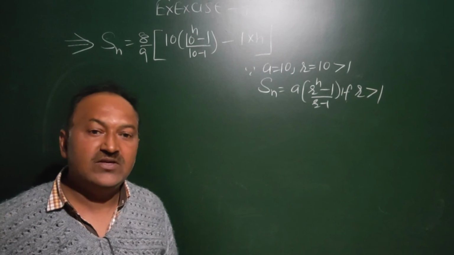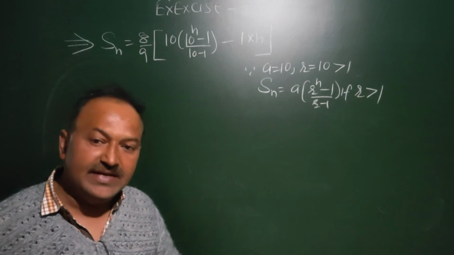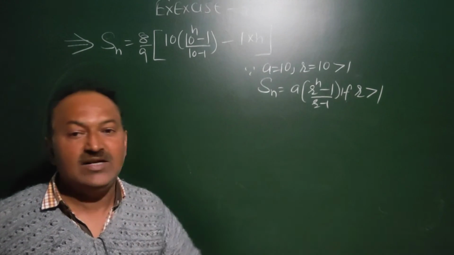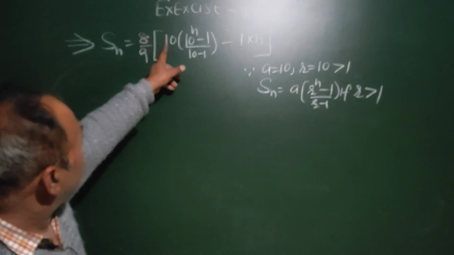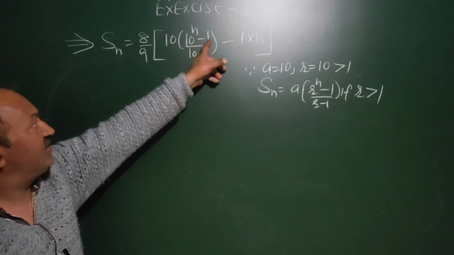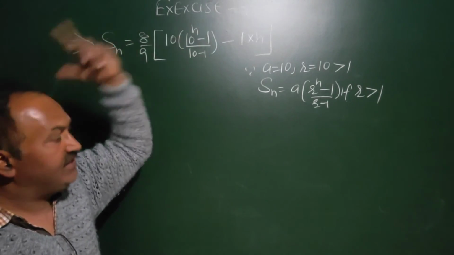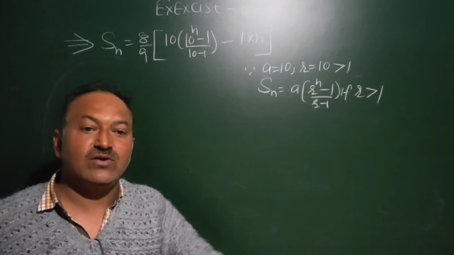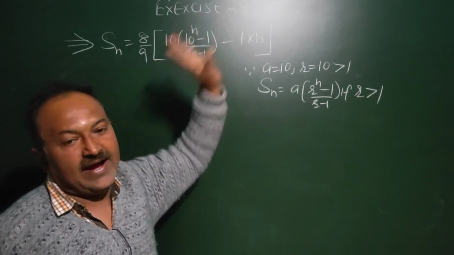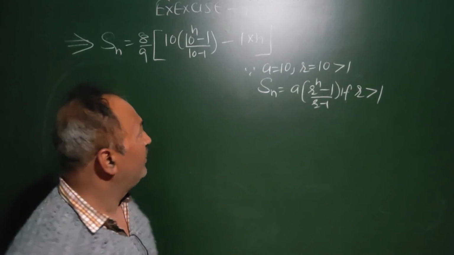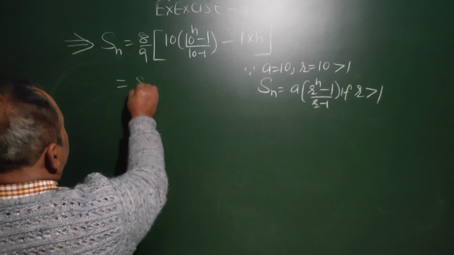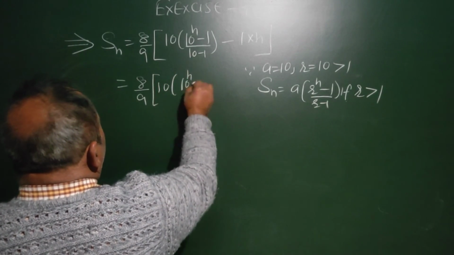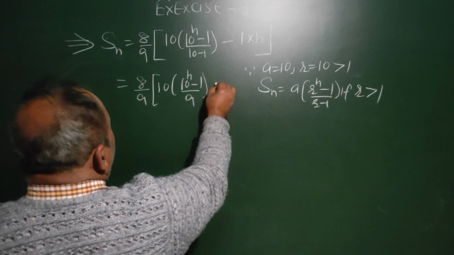10, 100, 1000 and so on up to n terms, it becomes a GP. Here the question converts into a geometrical progression. Applying the formula A into R raised to power n minus 1 upon R minus 1, we get this, and minus 1 plus 1 plus 1 plus and so on up to n terms becomes 1 into n. And that is equal to 8 upon 9, 10 into 10 raised to power n minus 1 upon 9 minus n.